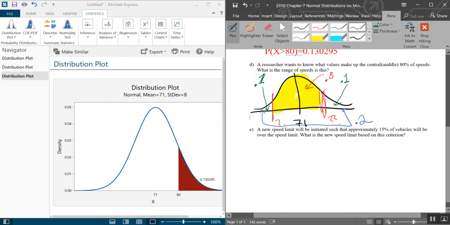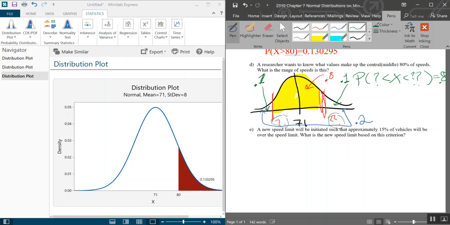The difference being that obviously one of these values of interest, this question mark number 1 and this question mark number 2, one of them is going to be below 71, the other one above, and they're going to be the same distance apart. So what I'm really saying is I don't know the values. I don't know what question mark number 1 is, or what question mark number 2 is for that matter, but I do know that the probability that I'm between those two values is 0.8, or 80%. So I know a probability, I don't know a score.